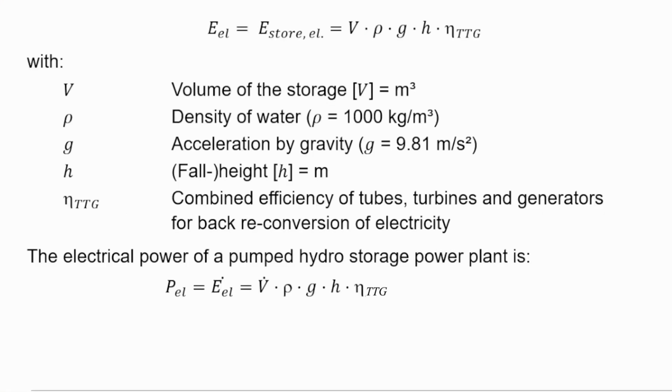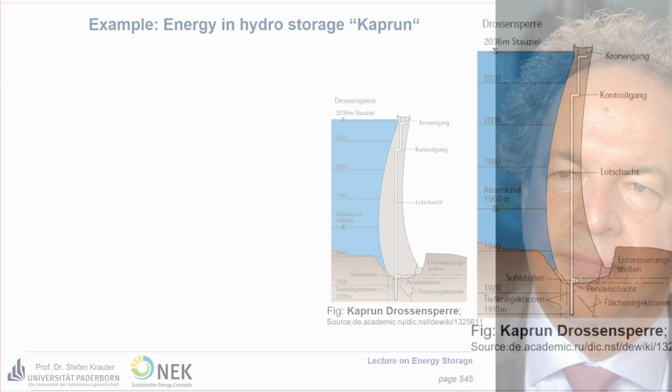If we derive this from the energy to the power, then we have the derivative with respect to time of the energy, and that is a derivative of the volume with respect to time. That's the volume flow, now in cubic meters per second. There is nothing to derive at the density, the acceleration of gravity, or the height. The same applies for the conversion efficiency. This is typically in the vicinity of 80% for large-scale power plants.